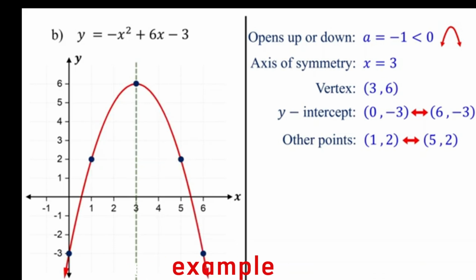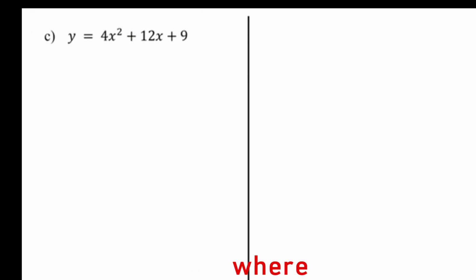Notice that in both this example and the previous one, the parabolas cross the x-axis twice. But in the next example, we will see a case where the parabola touches the x-axis only once. Please feel free to pause the video and give it a try.